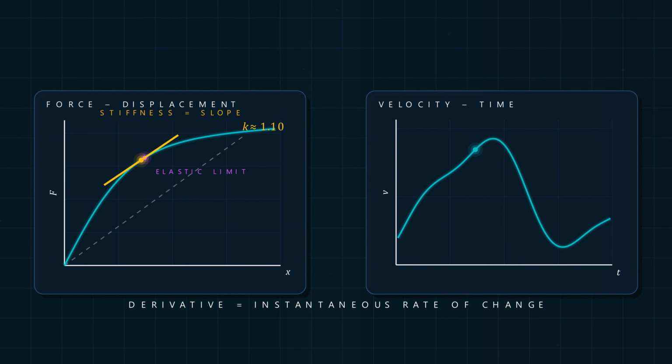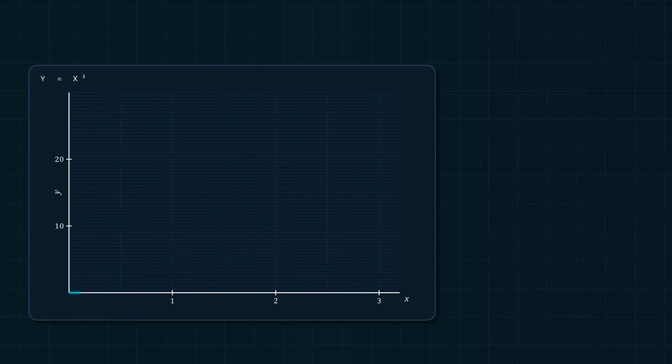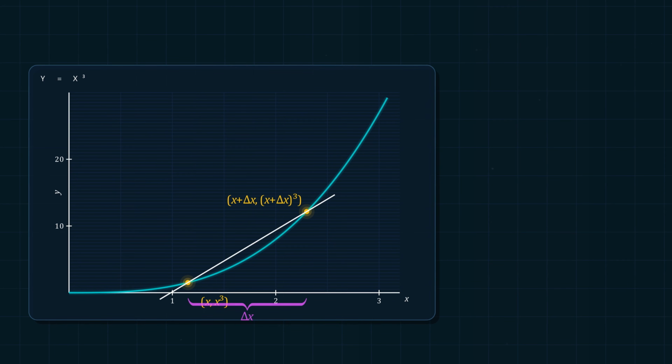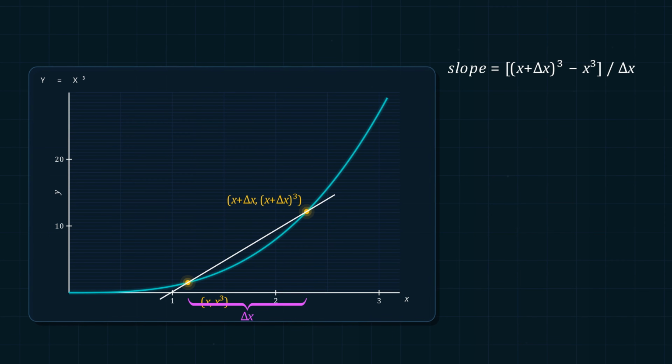Let's now see exactly how to compute that. Consider the simple function y equals x cubed. Its graph looks like this. To find the slope, the derivative at any point, we pick two nearby points on the curve. Point 1 is at x, giving y value x cubed. Point 2 is a small distance delta x away, giving y value (x plus delta x) cubed. The slope of the line connecting them is (x plus delta x) cubed minus x cubed, divided by delta x.